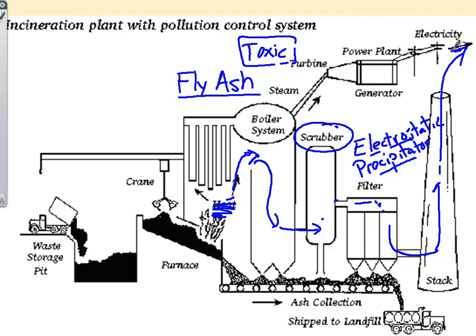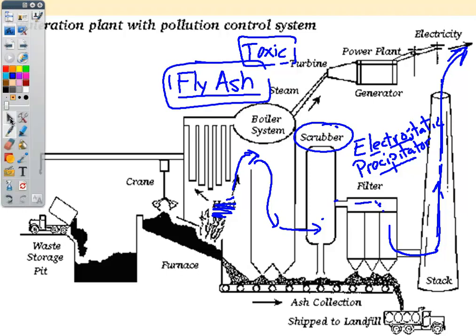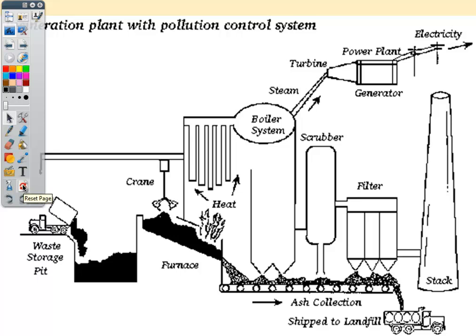The problem is you can't get rid of all the toxins. You're going to get rid of a lot, but you're still going to give off mercury and other toxins out of that exhaust. So fly ash is a big, serious problem with our incinerators. Let's make sure you got all that. We're going to move on from there.